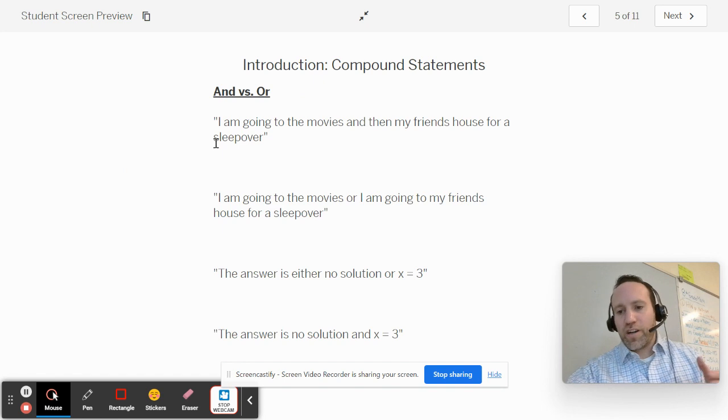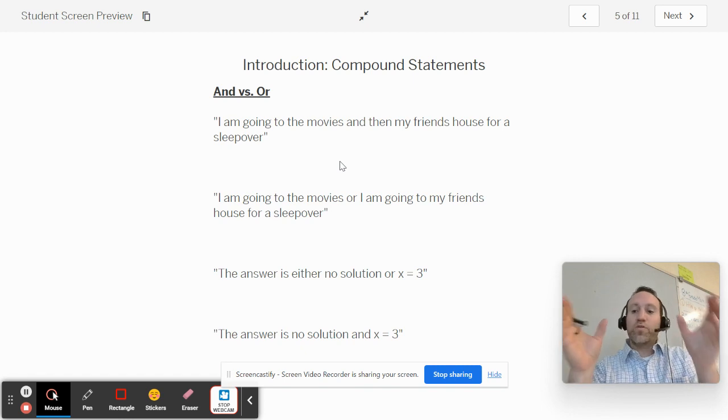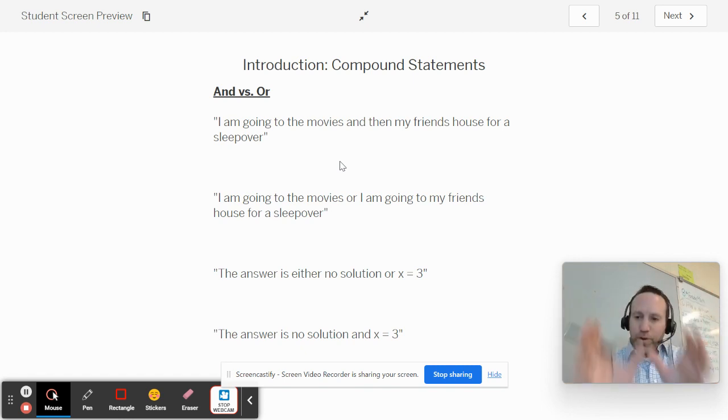All right, little introduction into compound statements. And versus or. So now what we're going to do is take like 2 of those equations or 2 of those inequalities that we just did and put them together. Okay, so with and statements, it's like I'm going to the movies and then going to my friend's house for a sleepover. If I say and, both of those things have to be true for that statement to be true.